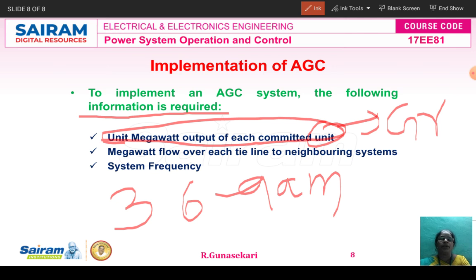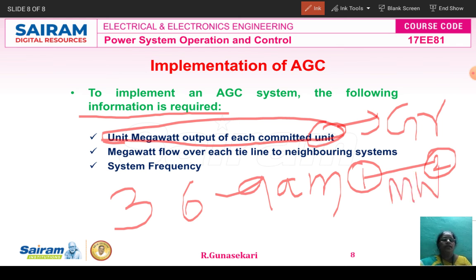The second one is the megawatt flow over each tie line to the neighboring system. This is power system 1, this is power system 2, both interconnected through tie lines. The interchange of power through the tie line is represented by the megawatt flow, whether it is real power flow or reactive power flow. Real power flow means P, reactive power flow means Q. Whatever it may be, the flow over each tie line to the neighboring system is on the predetermined value only.